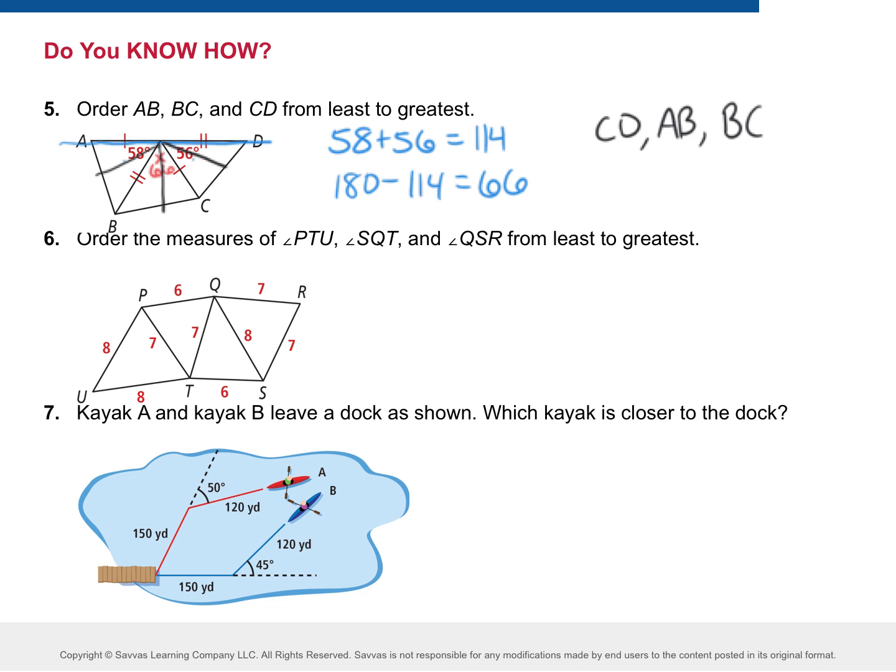Good. Number 6, I want to clarify on these angles, okay? It says PTU, so that angle falls right there. Okay? SQT, do you agree is there? And then QSR, do you agree is there? Okay. What is my smallest angle then? SQT because it's across from the smallest side. What's my next angle? QSR. Angle QSR. Biggest angle? Angle PTU.